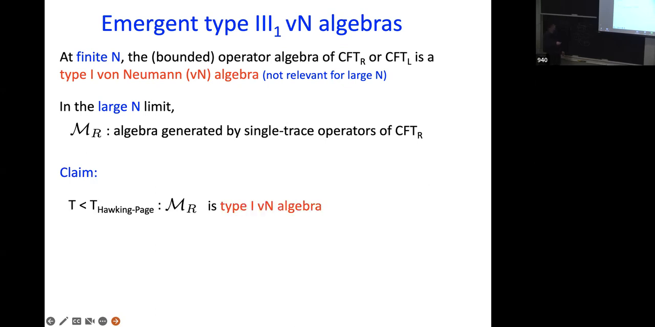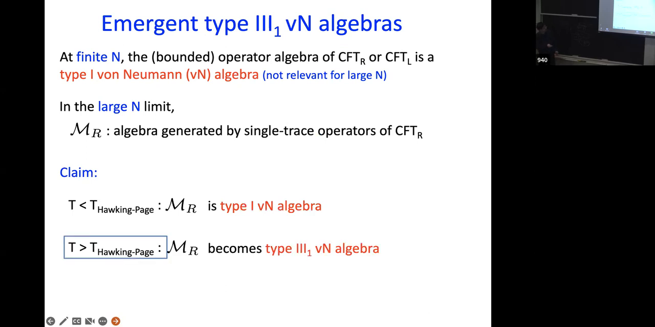I will not go into the details of how you show this. For temperature smaller than the Hawking-Page transition, at sufficiently low temperature, you find that this still remains type I. But when you are above the Hawking-Page transition, this becomes type III-1. Okay. And the same statement applies to the left.